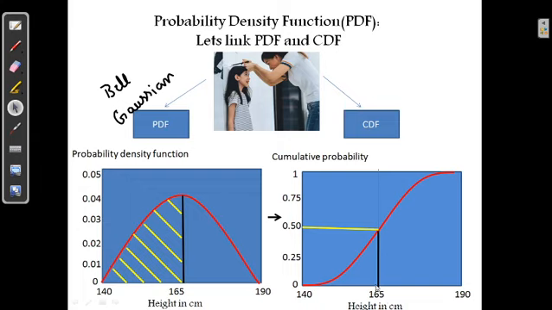From here to here, what does it indicate? At 165 centimeters, it is indicating 0.50. So what does it indicate? 50% of the students will be below 165 centimeters.